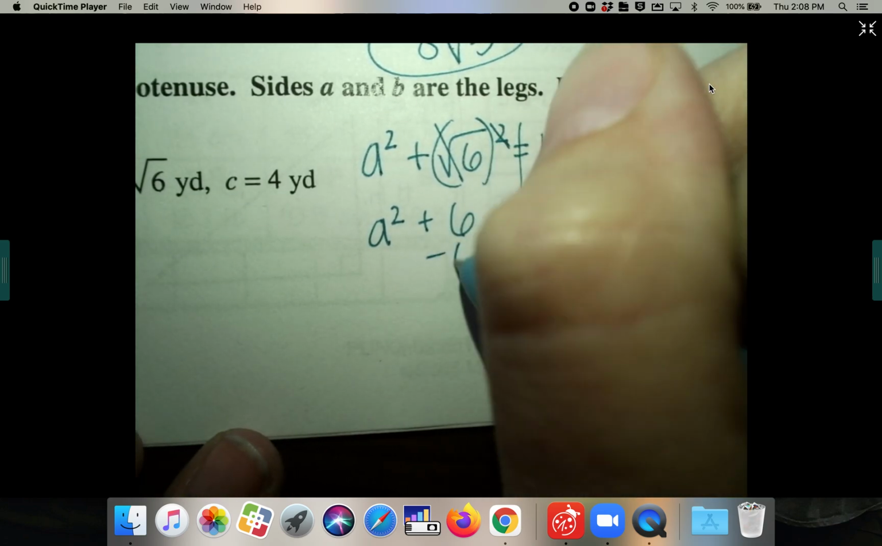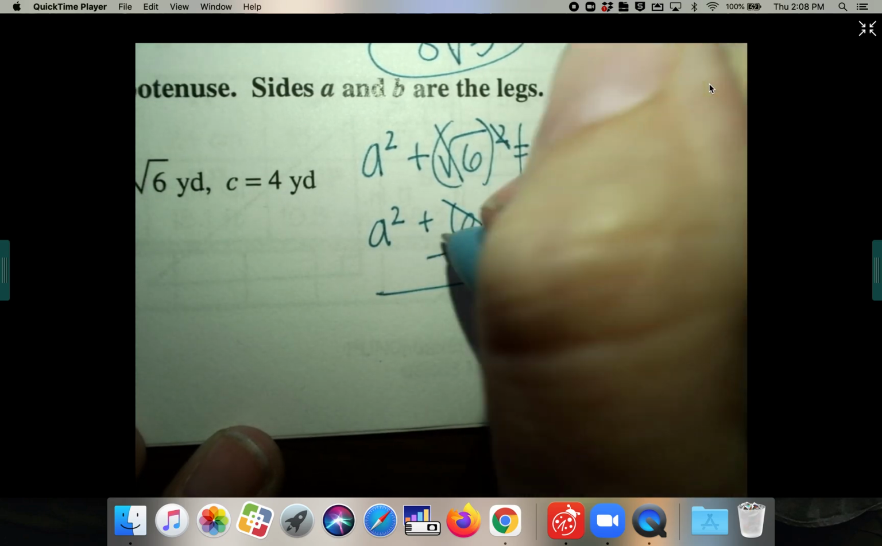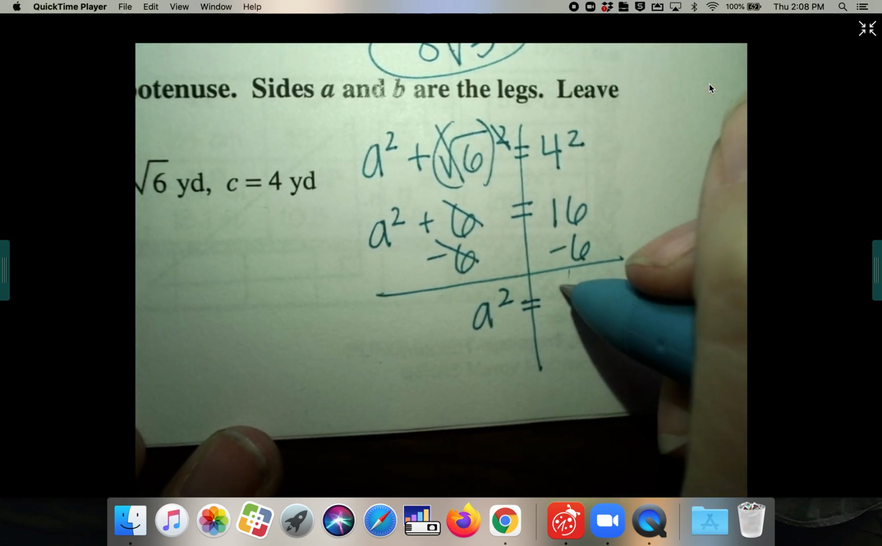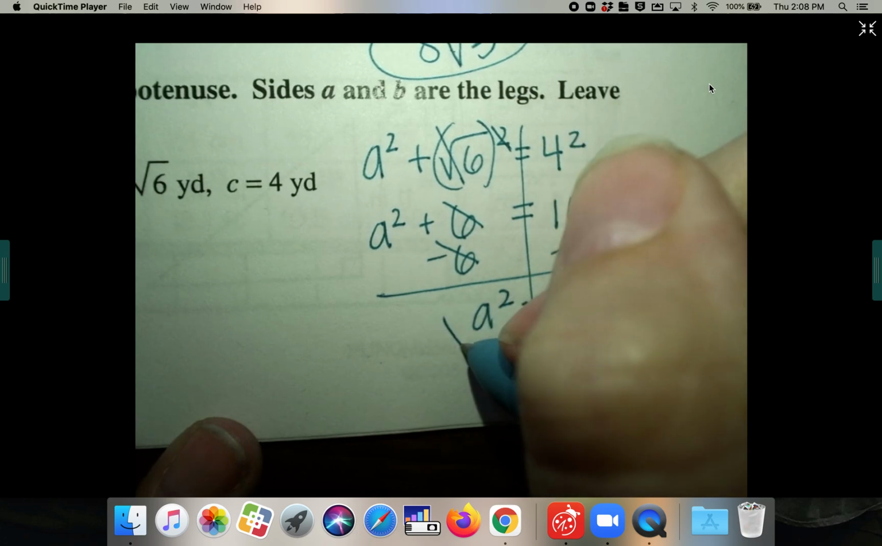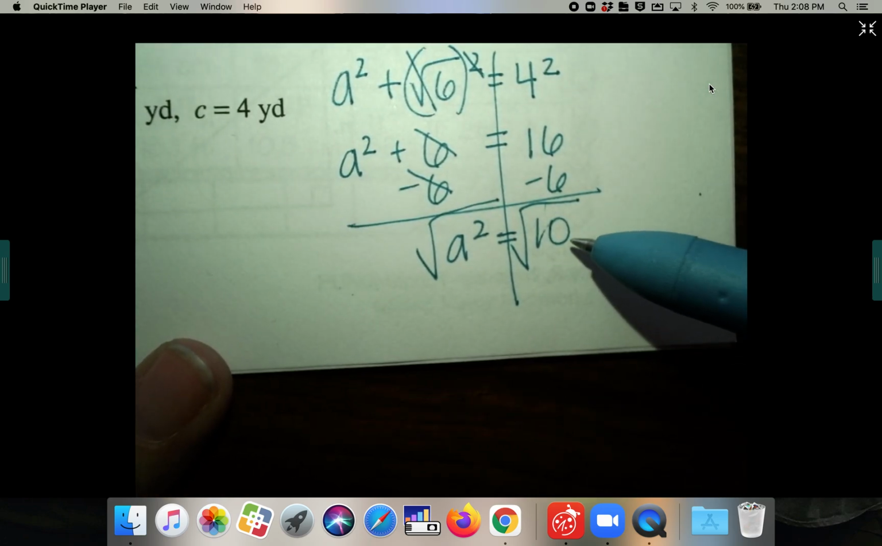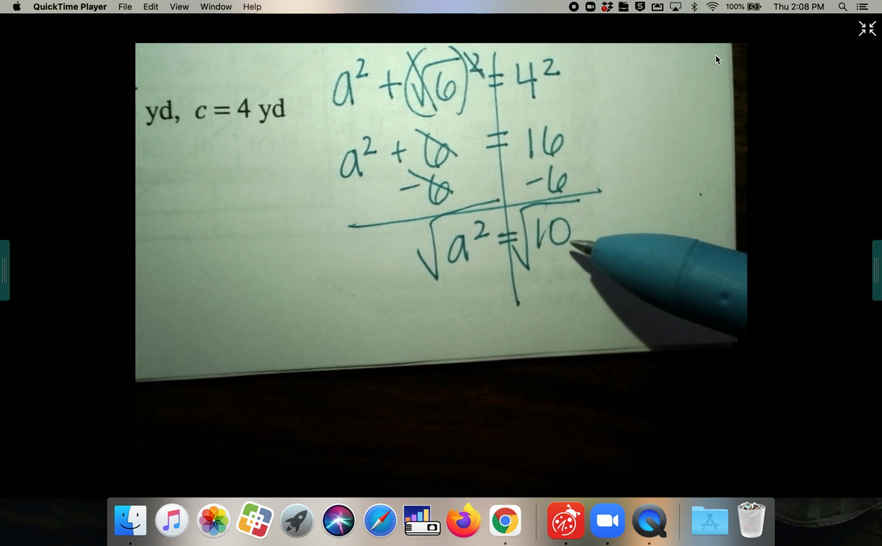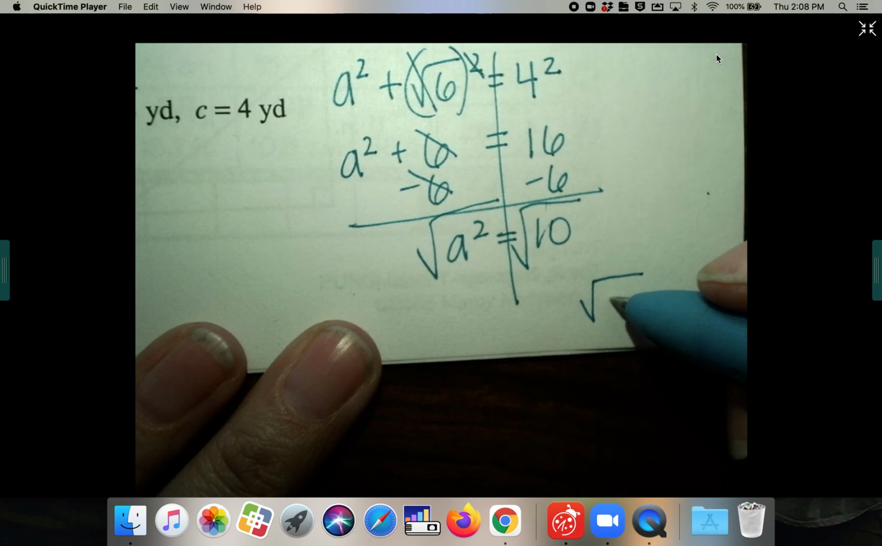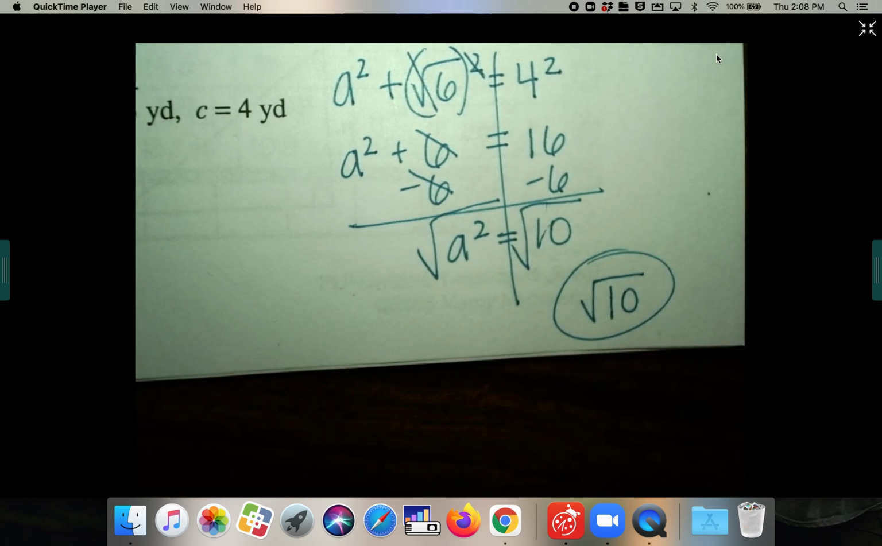So I'm going to subtract 6 from both sides. A squared equals 10. So we get to find the simplest radical form of 10, and I can't think of anything. The only numbers smaller than 10 that are perfect squares are 4, which doesn't divide into 10, and 9, which also doesn't divide into 10. So our actual simplified radical answer is just staying exactly in its form, square root of 10.